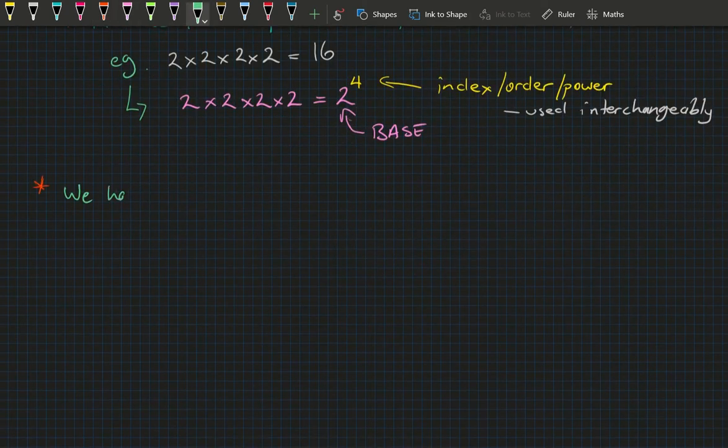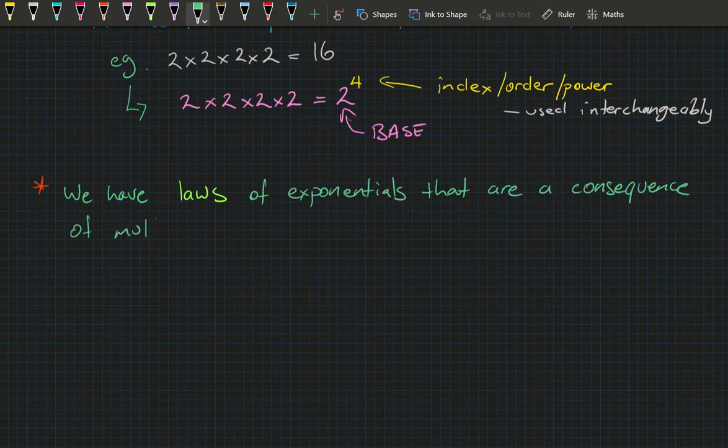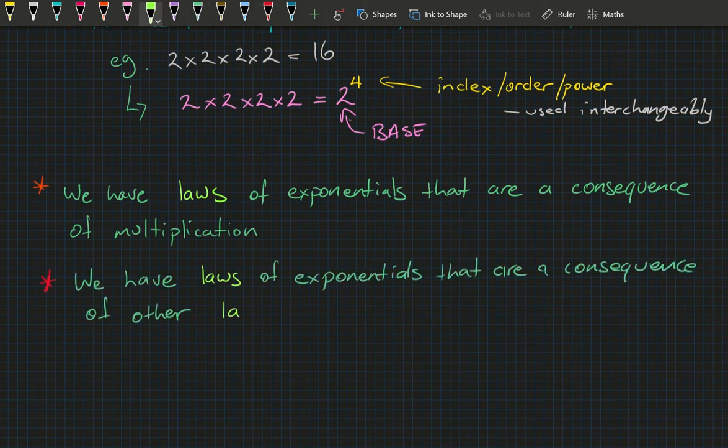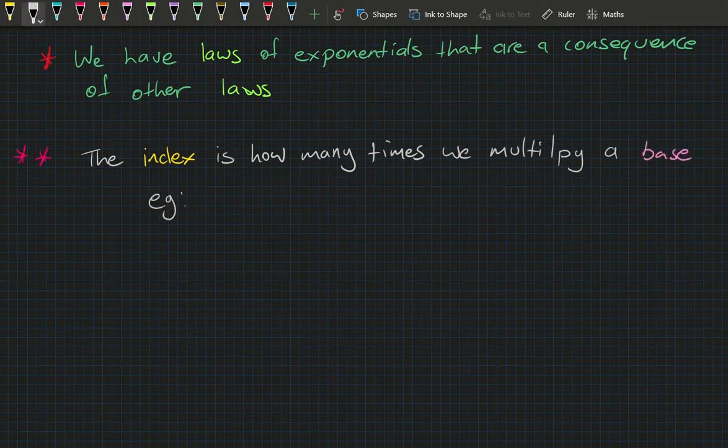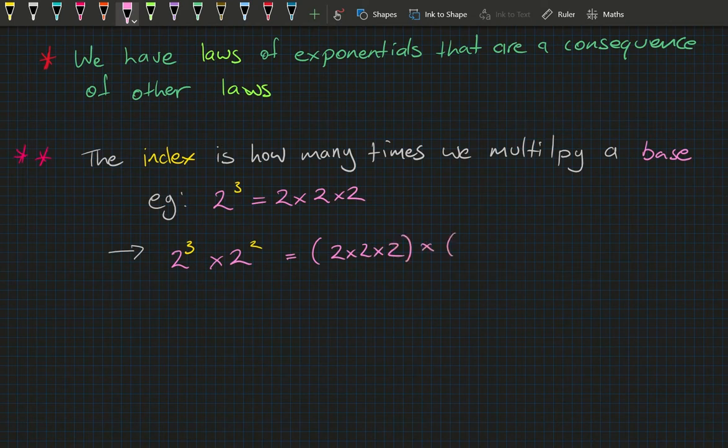Because exponentials were first discovered as repeated multiplication, we have some rules or laws that are a consequence of multiplication. Some of these rules or laws will also be a consequence of other laws of the exponentials. You'll notice this as I go through them. Because the index is about how many times I multiply a base, for example, 2 to the 3 is 2 times 2 times 2, then if I multiply 2 to the 3 by 2 to the 2, and then expand each exponential, I get 2 times 2 times 2 times 2 times 2. In other words, 3 repeated multiplications of 2 times 2 repeated multiplications of 2.